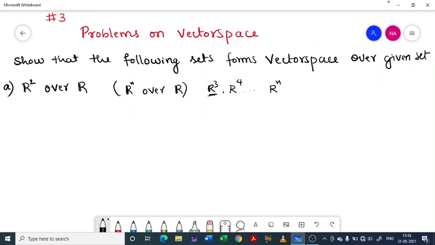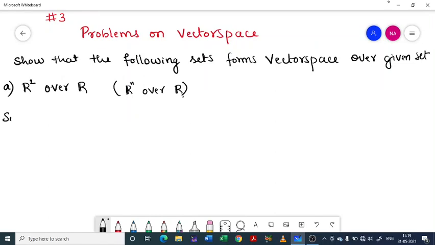The procedure is exactly the same, so I am not going to prove again that R power n forms a vector space over R. The only thing is we are going to prove R square, and you have to extend that to R power n. Okay, let's forget about this right now.